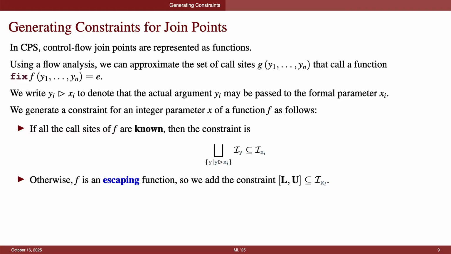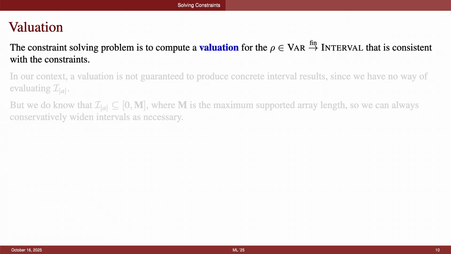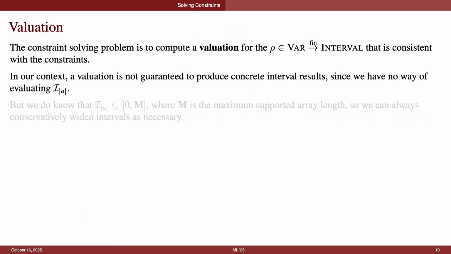Okay, so that's basically how we generate constraints, and once we've generated constraints, we have to solve them. The basic way you do this is that what we want to compute is what's called a valuation, and that's basically a function rho that maps variables, and technically these are the eCPS variables, to intervals, and it has to be consistent with the constraints. There's obviously a trivial solution, which is you could just say everything is top. It's not a very interesting one, but okay.